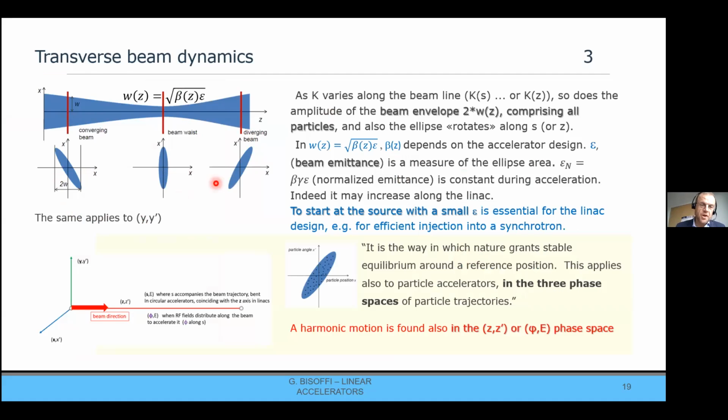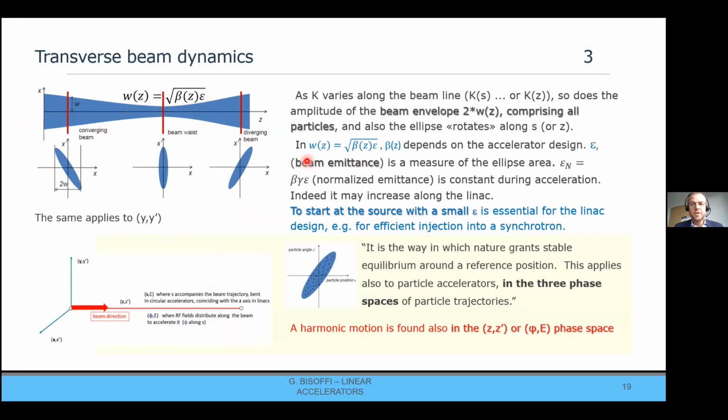If the ellipse changes shape, the elliptical motion of the particles will also be deformed in a way. And this is also the amplitude of the motion of the particle in the ellipse. So it will change along the linac. You will come, for example, from a converging beam in this example to a waist, so a minimum of the size of the beam, to a divergent beam, etc.